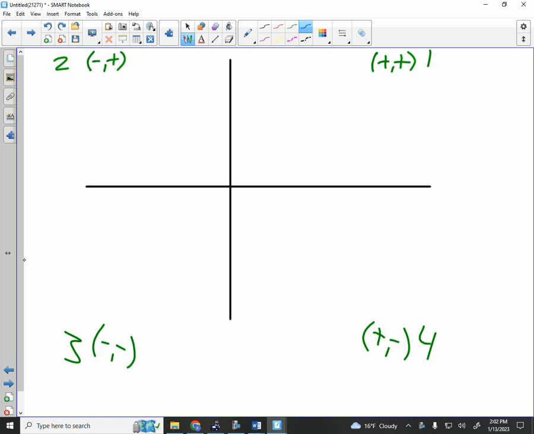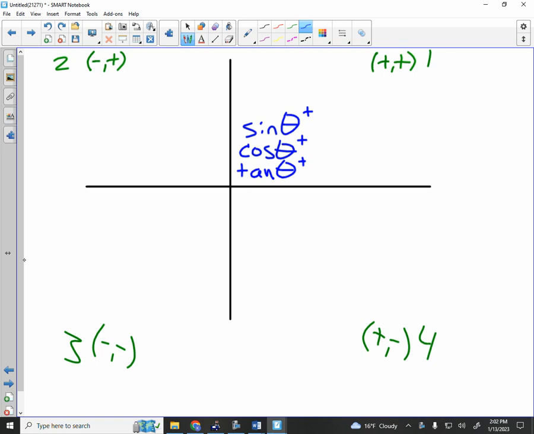So will sine be positive or negative in the first quadrant? Cosine is the x value. Will it be positive or negative in the first quadrant? Cosine is positive. And tangent is y divided by x. Will it be positive or negative? Tangent of theta is positive.